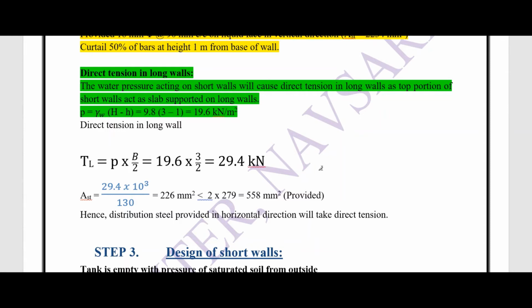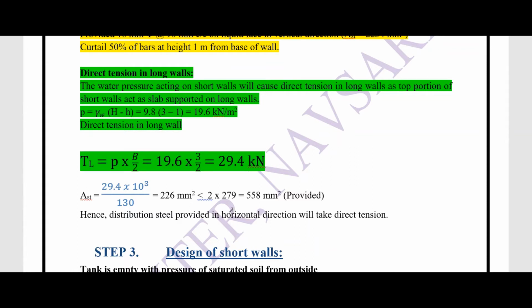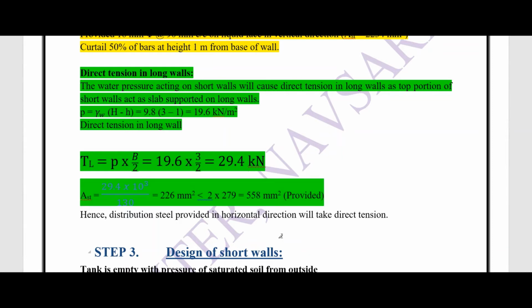Now this load is transferred as a tension. So TL is equal to P into B by 2. By this equation, AST is equal to 558 mm square. Hence the distribution steel provided in the horizontal direction will take the direct tension. As we have provided distribution steel, it can carry the direct tension from the short wall, right? So this design is okay, and we don't have to provide extra reinforcement here.